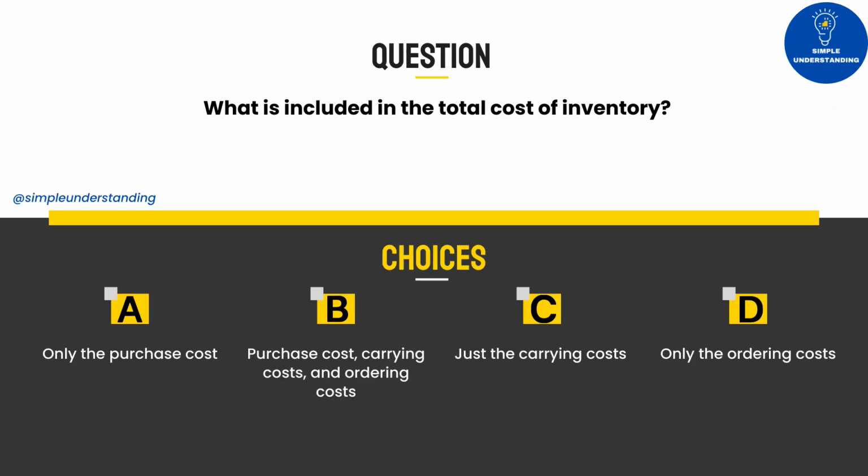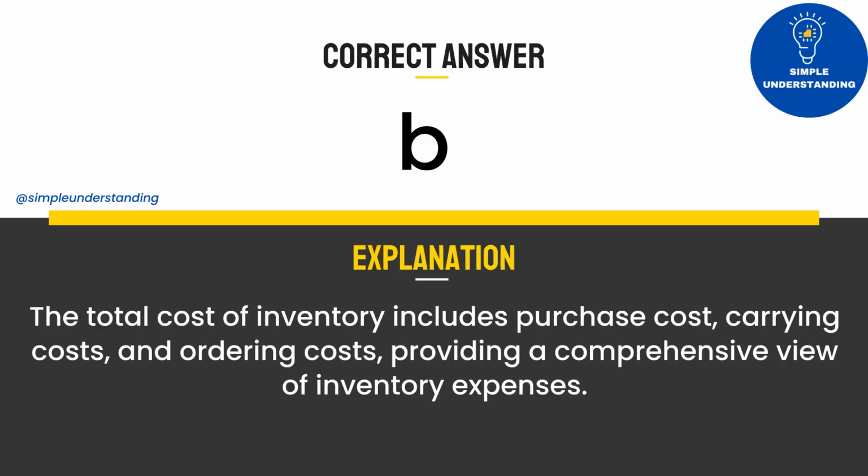3. What is included in the total cost of inventory? A. Only the purchase cost. B. Purchase cost, carrying costs, and ordering costs. C. Just the carrying costs. D. Only the ordering costs. Correct answer, B. Overall explanation. The total cost of inventory includes purchase cost, carrying costs, and ordering costs, providing a comprehensive view of inventory expenses.